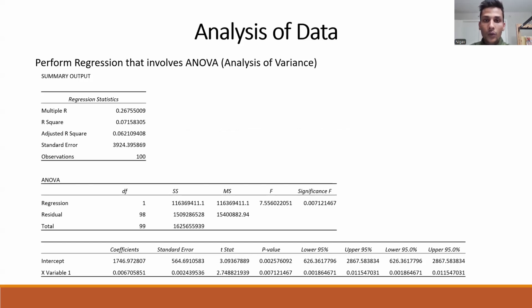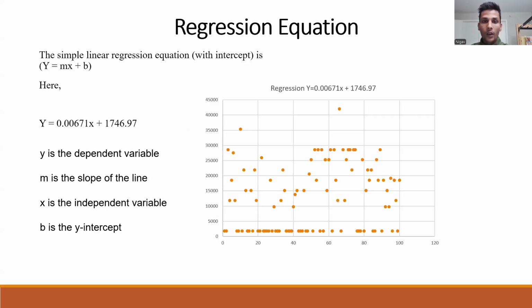After that, we analyzed the data and performed regression, which involves ANOVA, also known as analysis of variance. We can see the regression statistics. Multiple R has the value 0.267. Likewise, R square has the value 0.071. Adjusted R square has the value 0.062, and the standard error has the value 3924. So those are the regression statistics. Below it, there is the ANOVA, which shows the regression and residual, and we also have the coefficient values of the intercept and X variable 1.